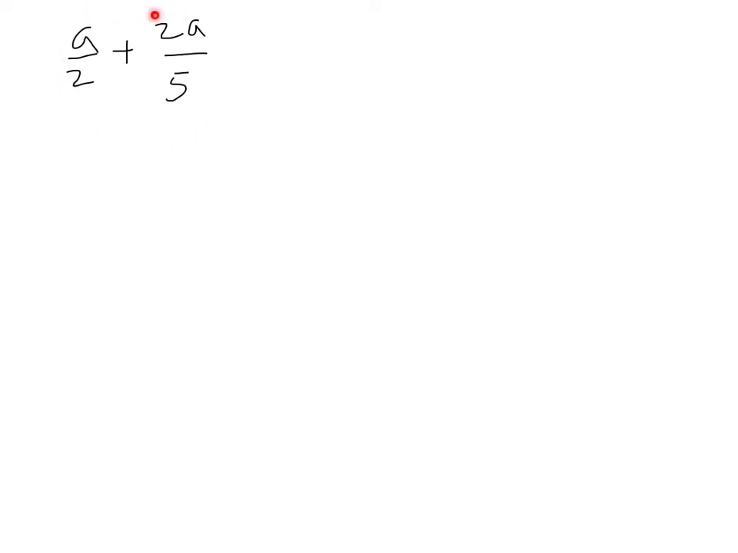We can add two algebraic fractions using the cross-multiply method that we've looked at during lessons. To begin with, multiply the denominators. We can evaluate that straight away. 2 times 5 is 10.